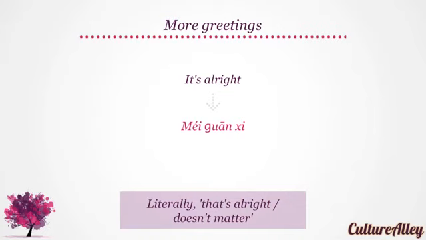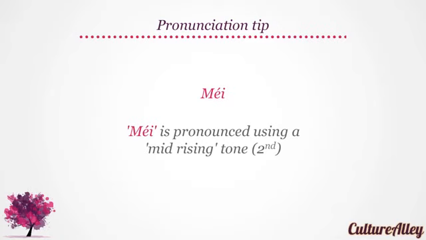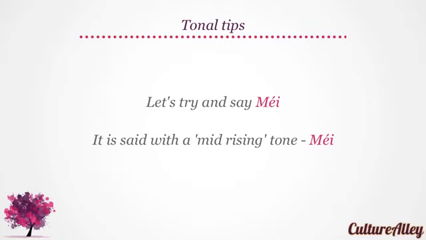It's all right translates to 没关系, which literally means that's all right or it doesn't matter. Let's look at the pronunciation for this new phrase. Let's break it up and start with 没. 没 is pronounced using a mid-rising tone. Can you try and say 没? It is said with a mid-rising tone, like 没. Good work.